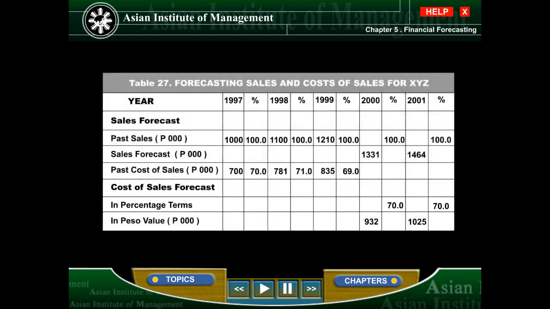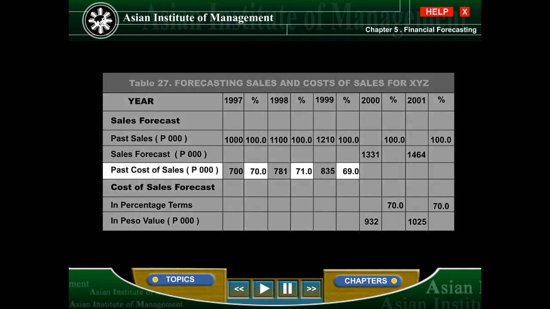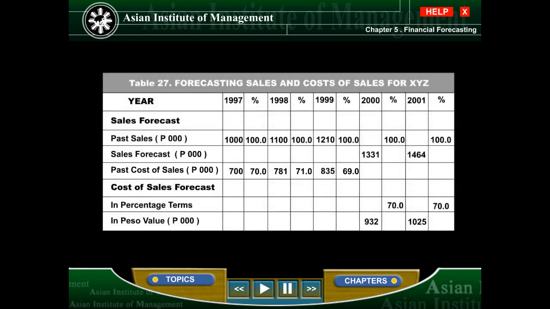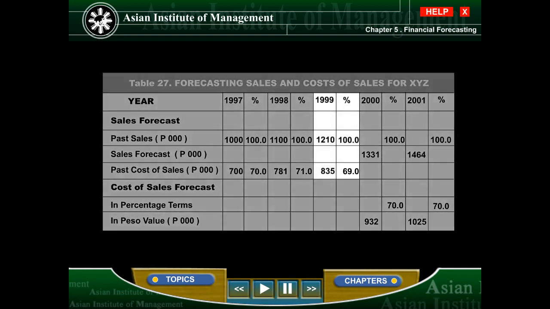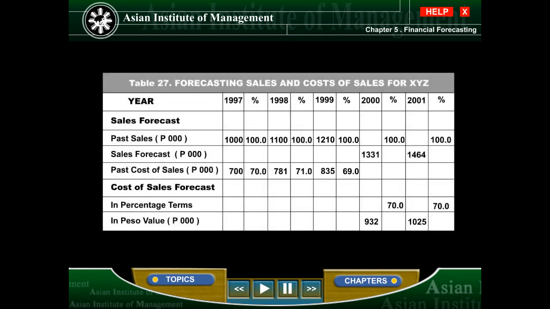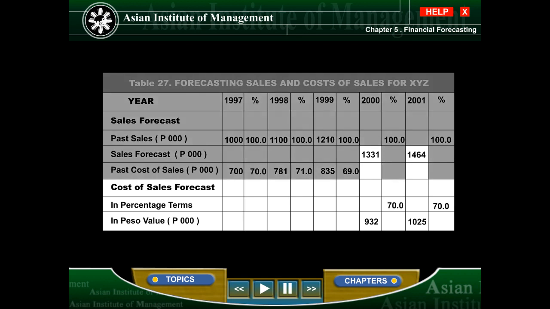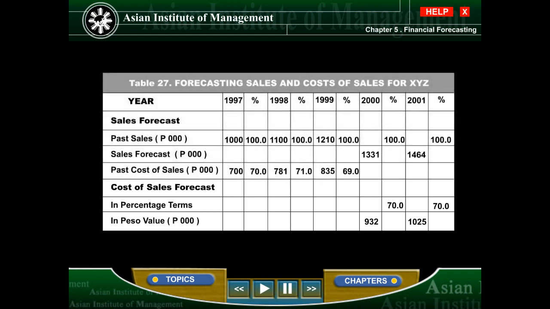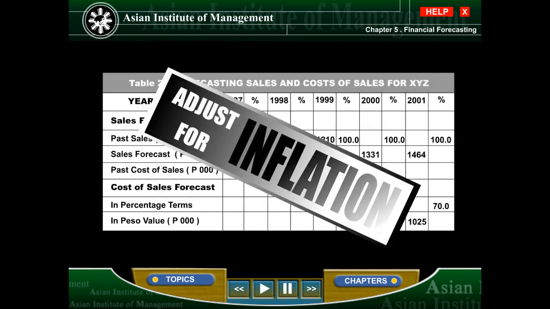This percentage is merely an average of the percentages for the last 3 years. One can conceivably use the latest cost of sales percentage, 1999, to reflect the most current scenario. The next step is to apply the 70% of sales to the sales forecast for the years 2000 and 2001 to get the cost of sales peso value forecast for those 2 years. It is important to realize that if one expects inflation to affect major items in the cost of sales and in the selling prices of the company, then there is a need to adjust the forecast based on the inflation rate.